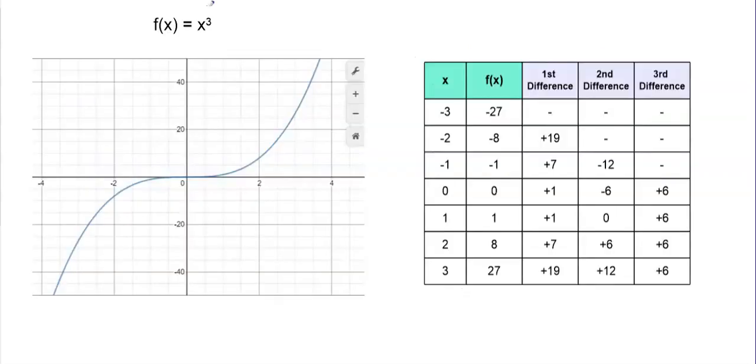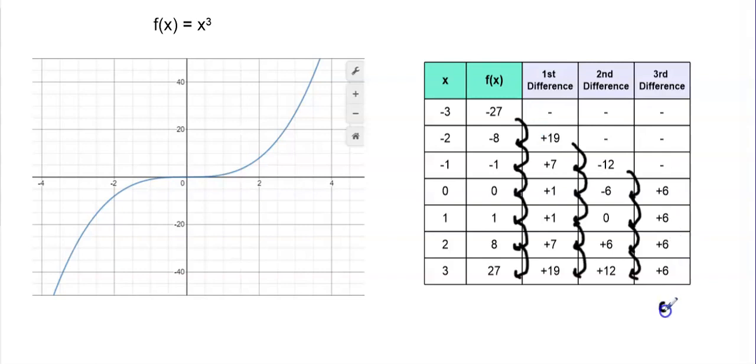The parent function for cubic functions is f of x equals x to the third power, or x cubed. Here's the graph. You can see that it's increasing, and the table, the x values and the f of x values, and the first, second, and third differences. Let's take a closer look at the first, second, and third differences. So the third difference here is constant. The second difference had a constant rate of change, so that means it is linear. The first difference had a linear change, so that means it is quadratic, which means that this cubic function had a quadratic rate of change.